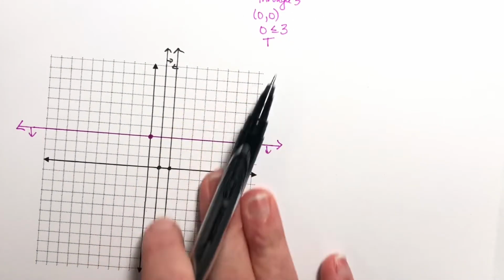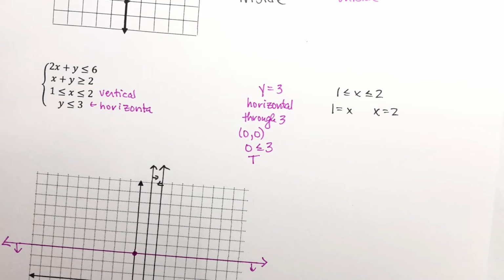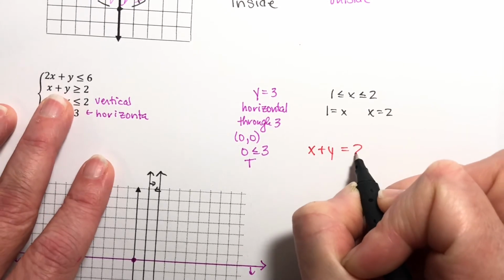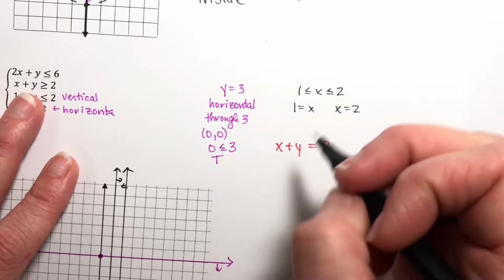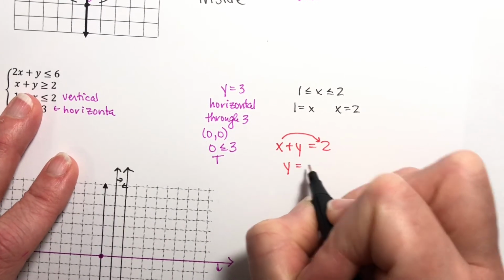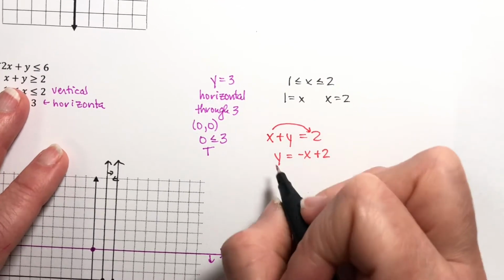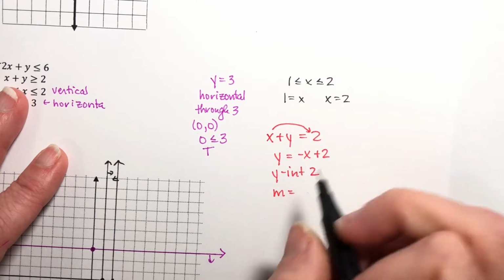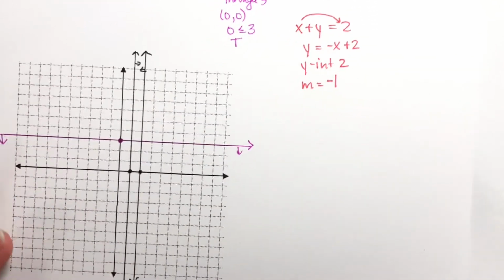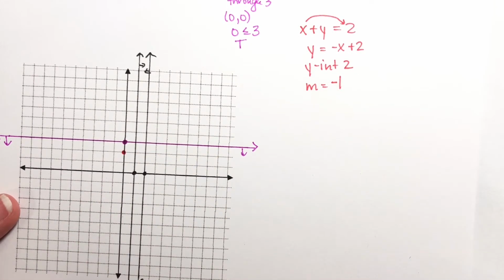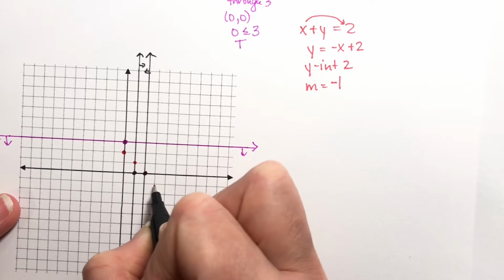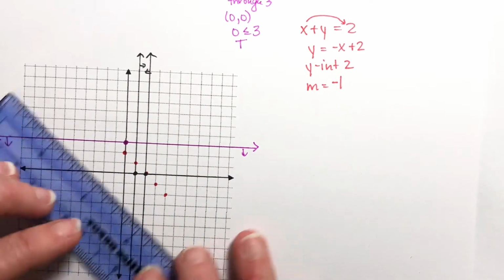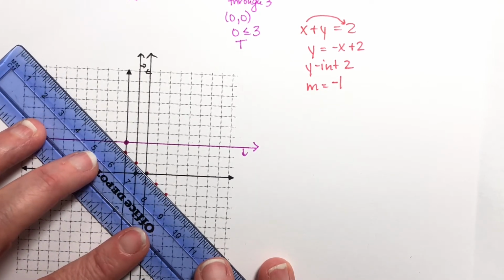Okay, so now let's go to our other lines. Okay, so let's do x plus y is equal to 2. Now I'm going to use slope-intercept form here. If I move this over to here, I have y is equal to negative x plus 2. So this means my y-intercept is 2, and my slope is going to be negative 1. Okay, so my y-intercept is 2. My slope is negative 1. So down 1, right 1, down 1, right 1, and so on. Okay. So now I graph these as nicely as I can.